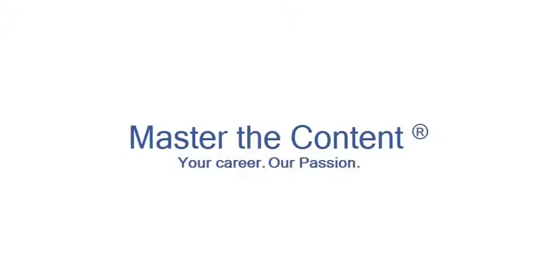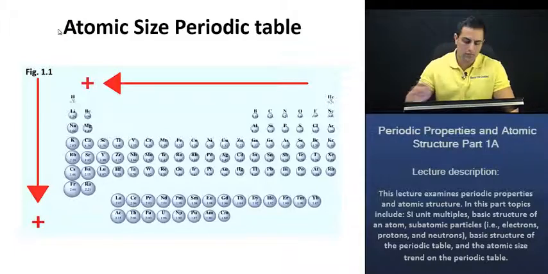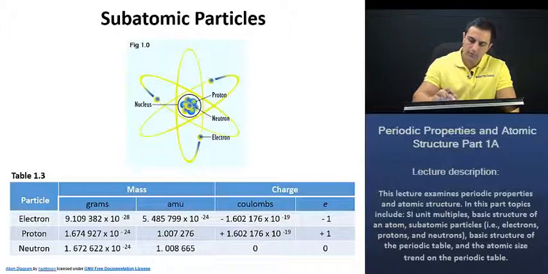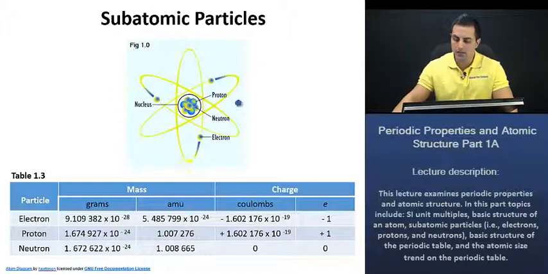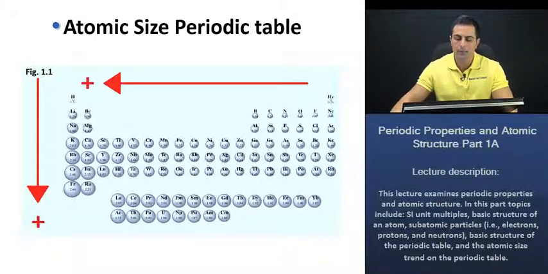Your career, our passion. The atomic size trend on the periodic table. Now, firstly, what is the atomic size? The atomic size is going to be the size of the electron cloud of the atom. We can keep that in mind as we work through this slide. The atomic size trend on the periodic table increases across a period, going from right to left, and it increases going from top to bottom.